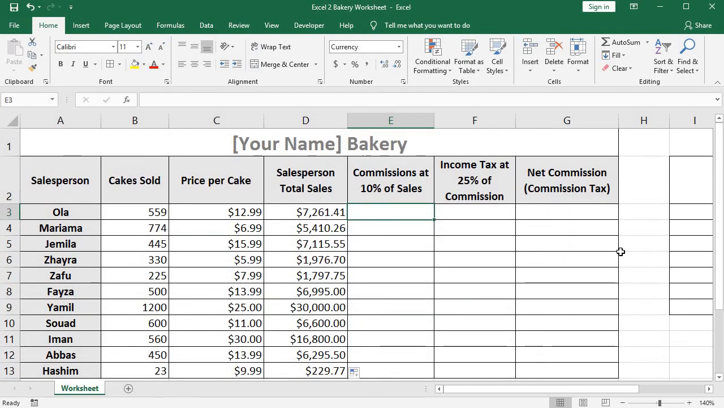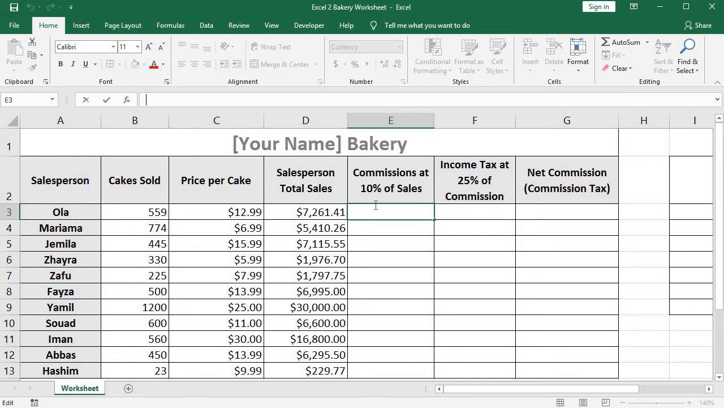So the second thing that we need to calculate is the commission, and it is at 10% of sales. So basically, each salesperson generated this amount of sales, and they only get 10% out of the total sales. Okay, so this is the sales that they generated for the entire bakery. This money belongs to the bakery, the 7,261 and 41 cents. And then the salesperson will get a 10% commission. So how can we calculate that? Well, let's create a formula.